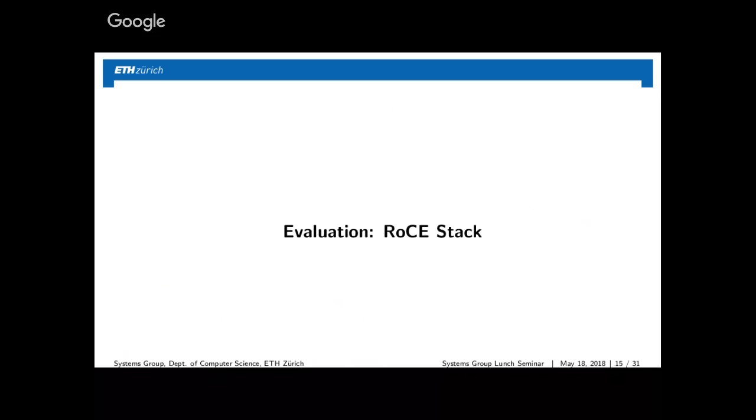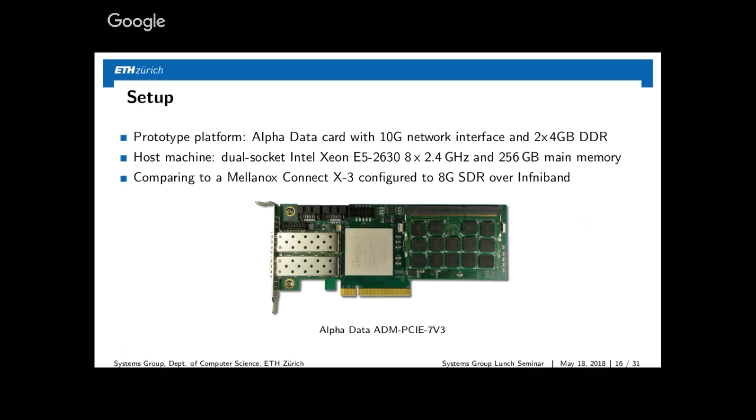So now I want to give you a few numbers on how this actually performs. This is just the RoCE stack, and we implemented one-sided operations, read and write. This was implemented on this Alpha Data card, and we plugged it into 2 Xeon servers, which are actually dual socket, but we only use 1 socket. They have up to 256 gigabytes of main memory, so 128 per socket.